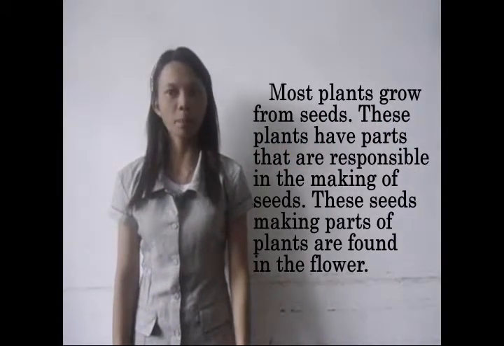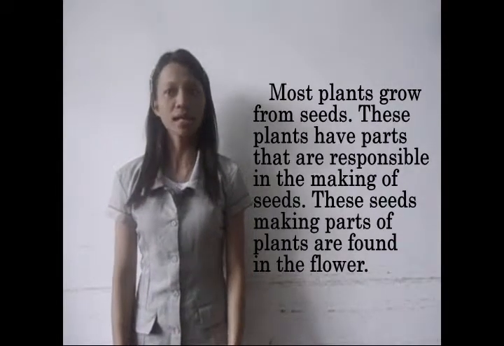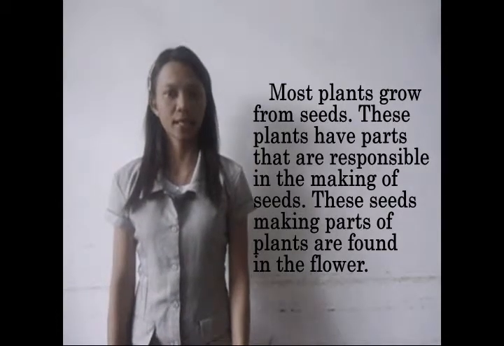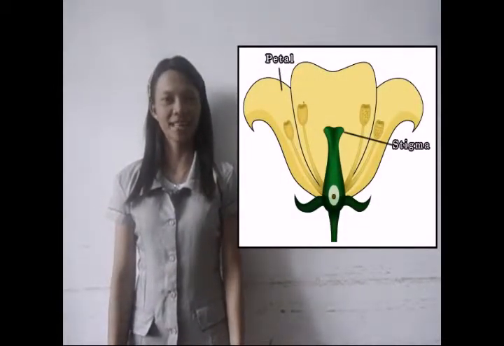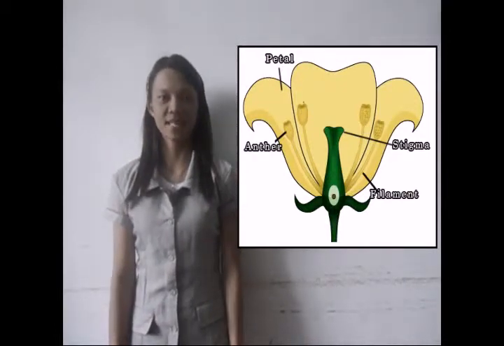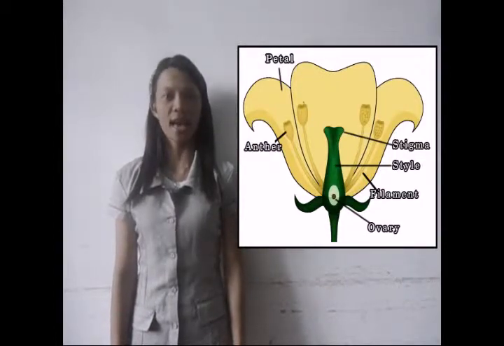These plants have parts that are responsible in making up seeds. These seed-making parts of plants are found in the flower. The flower has 7 parts. These are petal, sepal, anther, filament, style, ovary, and the stigma.